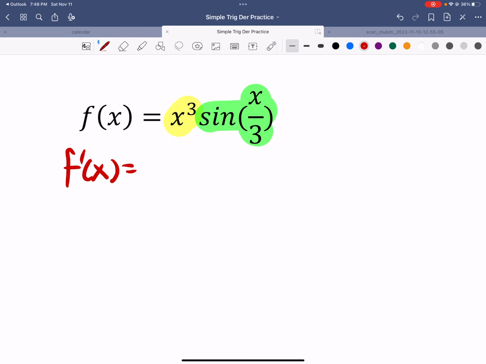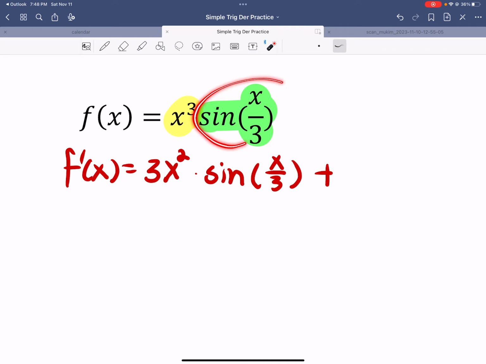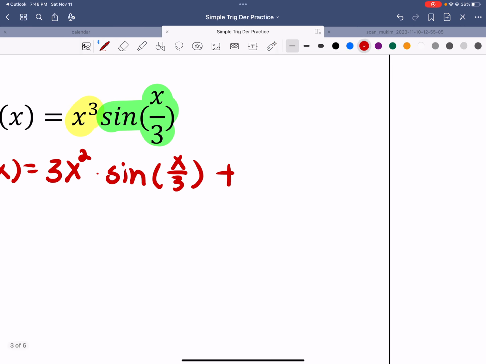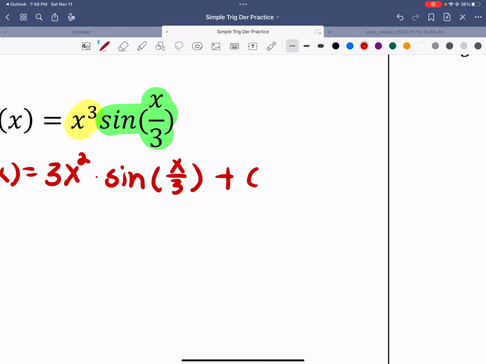So what should I do? 3x squared times, I'm going to copy this one down, plus, now I have to do the derivative of sine x over 3, which will become cosine x over 3 times the derivative of the inside, which is just 1/3, multiplied by this part, which is x to the 3rd power.